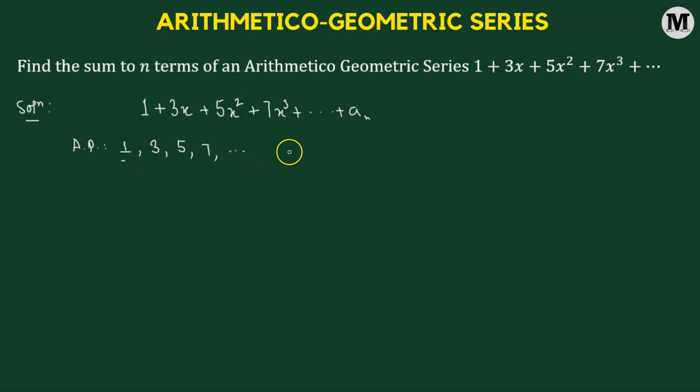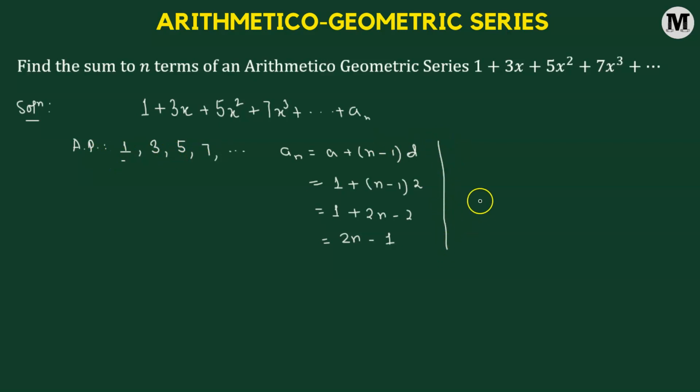So the nth term of this arithmetic progression is given by the standard formula: the first term added to n minus 1 times the common difference d. Let's replace a with the first term, 1, added to n minus 1 times the common difference, so that's 2. So we have 1 added to 2n minus 2, which equals 2n minus 1. Fine. So here we have the nth term of the arithmetic progression.